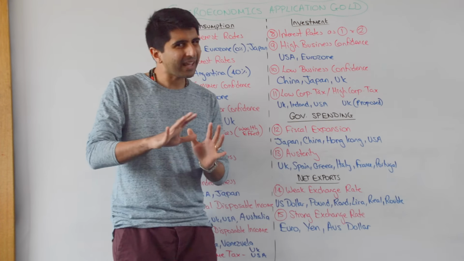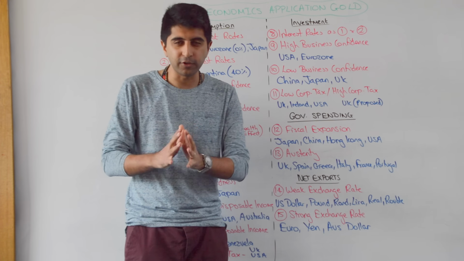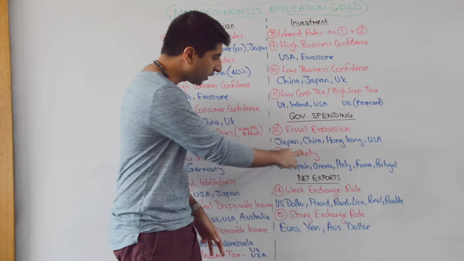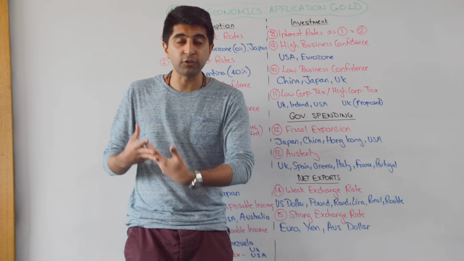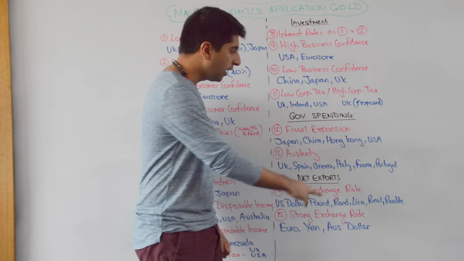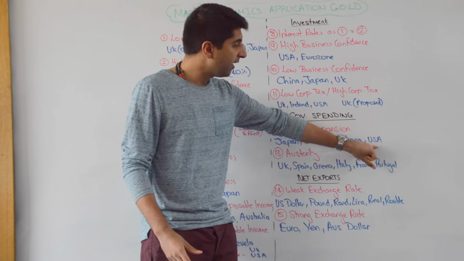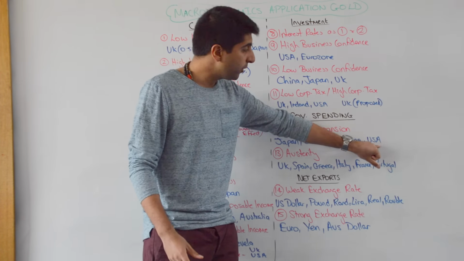China as well, not stagnating growth, but growth below target for quite a few years now. So both countries looking at fiscal expansion with infrastructure in particular to try and boost growth. Hong Kong as well, infrastructure related. The USA, Trump looking at big government spending on infrastructure, on roads in particular, as fiscal expansion there.